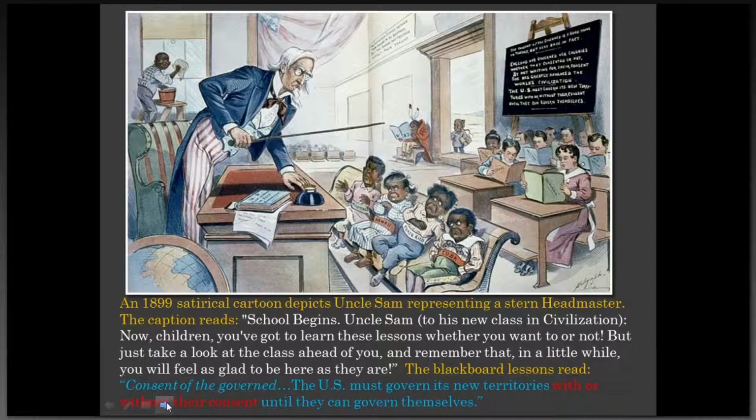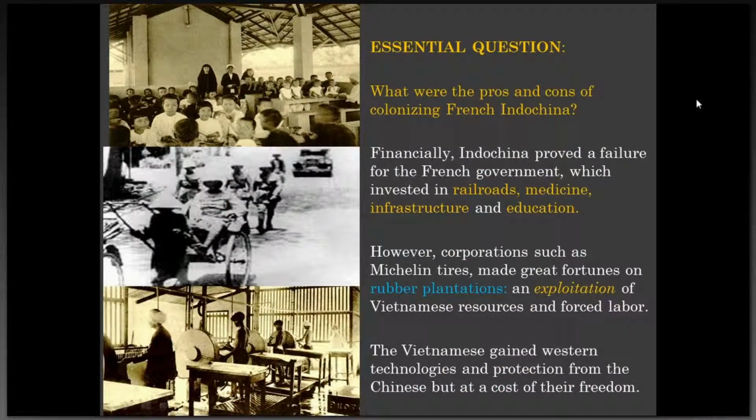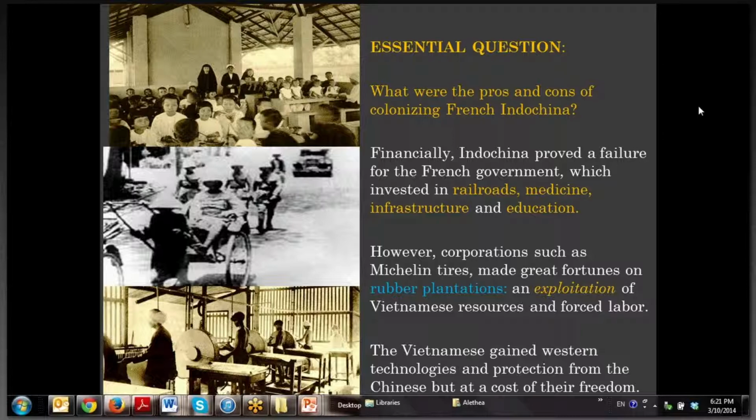Right? So this is a concept called consent of the governed, which is an interesting political science concept I'll leave you to investigate on your own. But realize that the Vietnamese didn't ask to be colonized, right? When the French showed up, there were benefits for the local people, right? But financially, Indochina proved to be something of a failure for the French government.